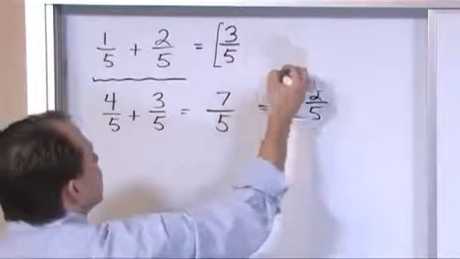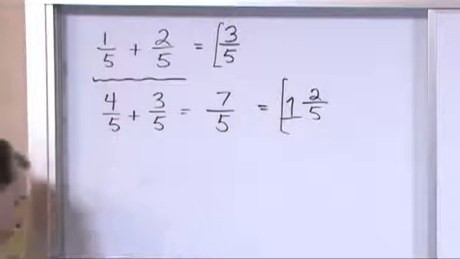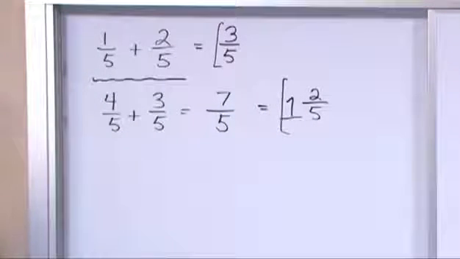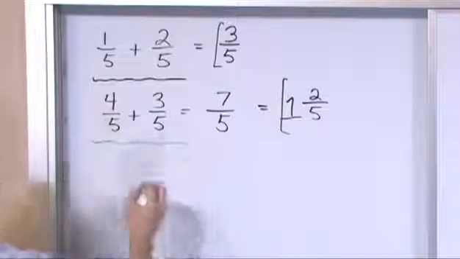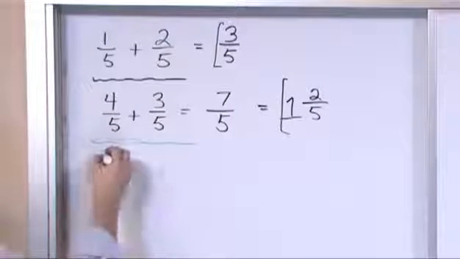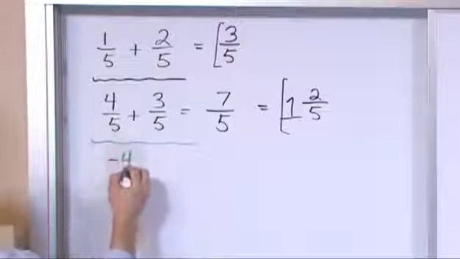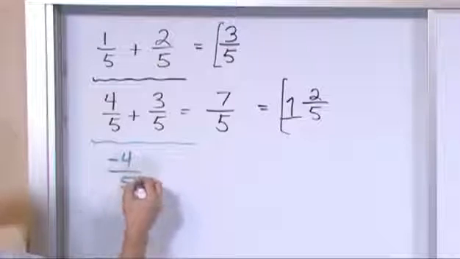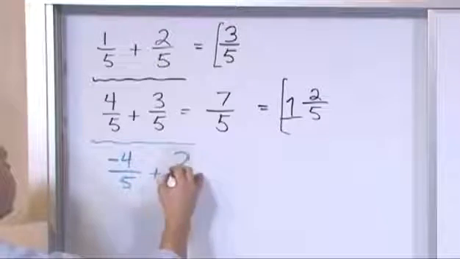So here is the answer to this problem. And just so we don't go cross-eyed here, I'll try to use some different colors to break up the board a little bit. What if you have -4/5 plus 2/5?